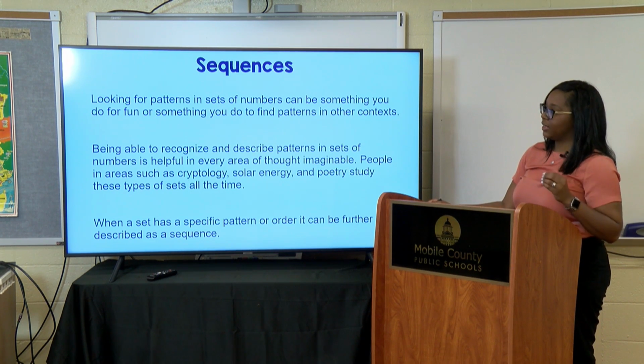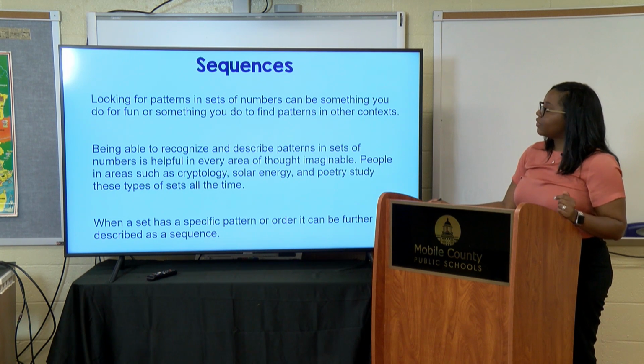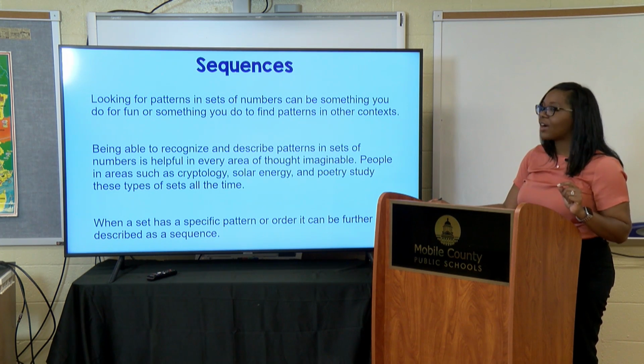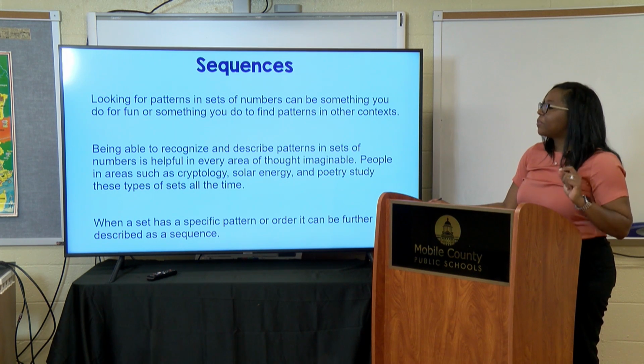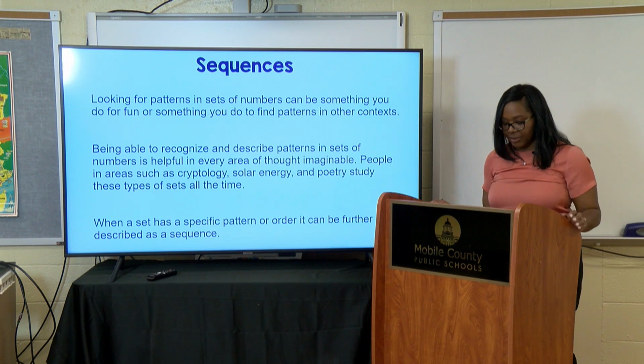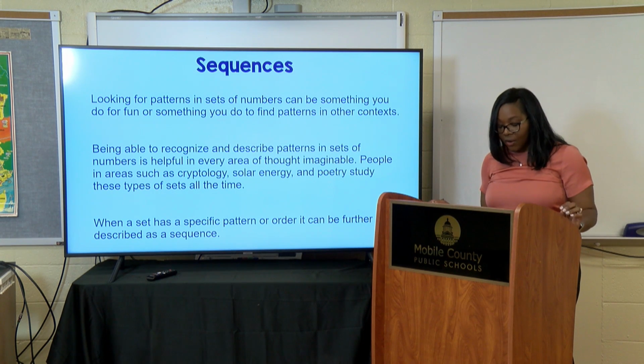So what are sequences? Looking for patterns in sets of numbers can be something you do for fun or something you do to find patterns in other contexts. Being able to recognize and describe patterns in sets of numbers is helpful in every area of thought imaginable. People in areas such as cryptology, solar energy, and poetry study these types of sets all the time. When a set has a specific pattern or order, it can be further described as a sequence.